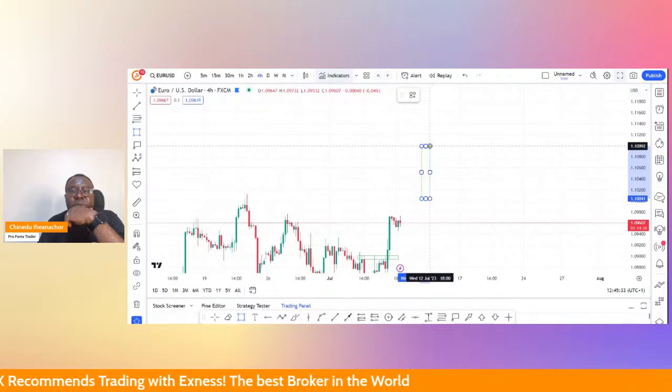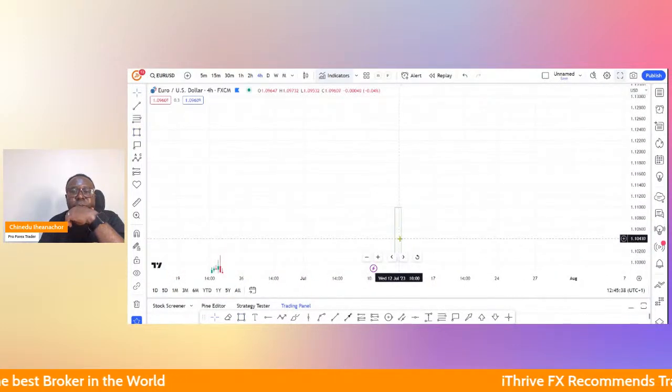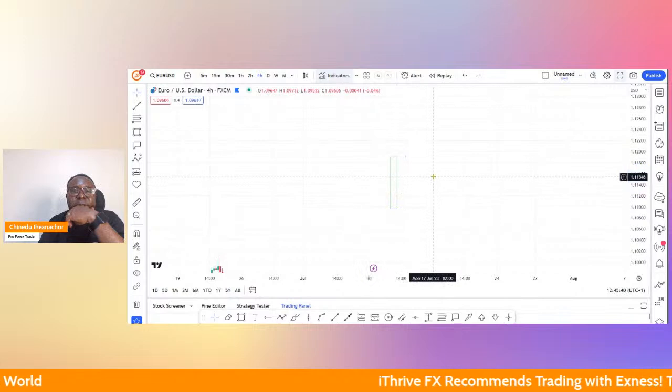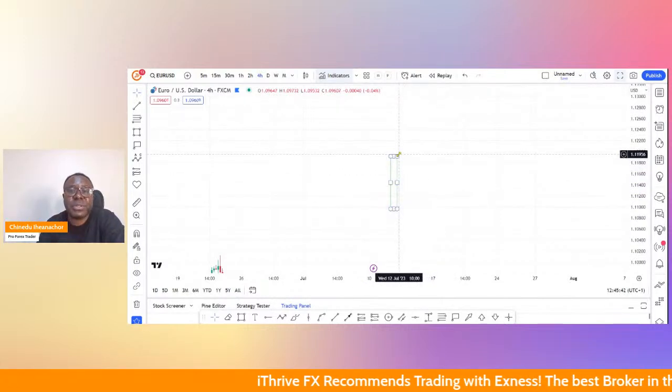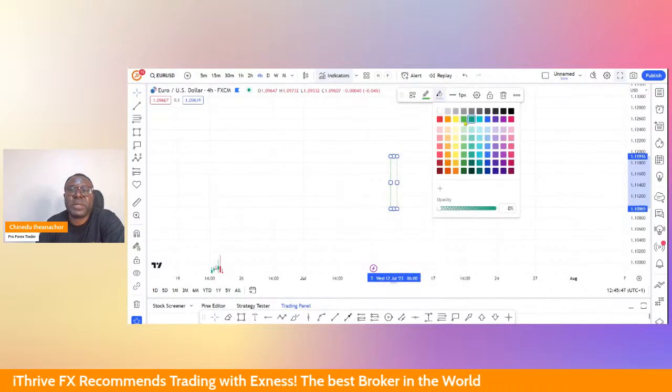Anytime we see an institutional candle form like this, it can be bullish, it can be bearish. All right, but in this scenario, let's look at bullish.